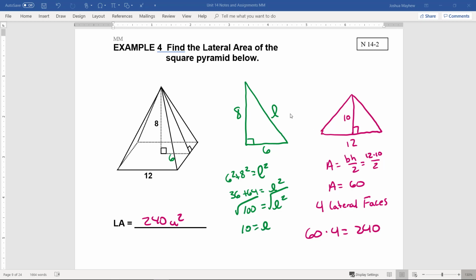Then I drew another triangle that represents the lateral face, where the base edge is 12 and the slant height is 10. Find the area of that triangle, base times height divided by 2. So one lateral face has an area of 60. There are 4 lateral faces, so 60 times 4 gives us 240 square units.